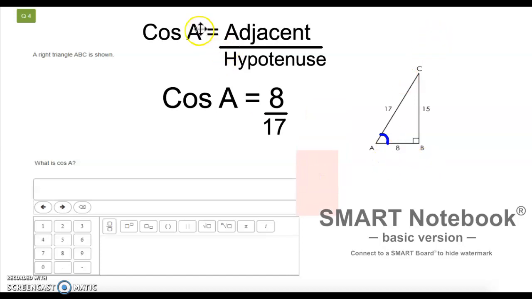The hypotenuse is the longest side of the right triangle. And remember, if you take your pencil and put it at the right angle and draw an arrow across, you will always hit the hypotenuse. So here, the cosine of angle A is 8 over 17.